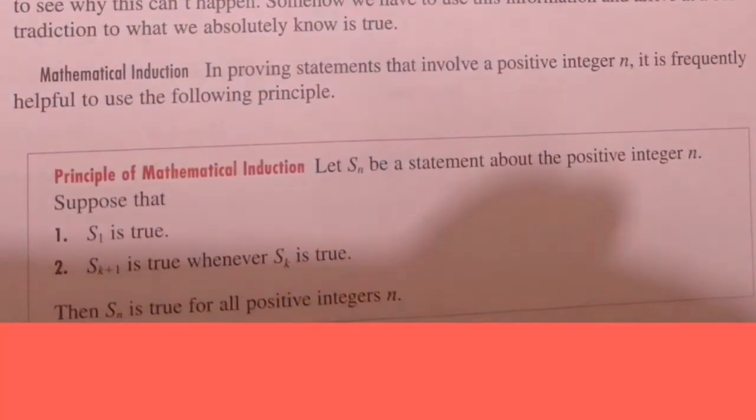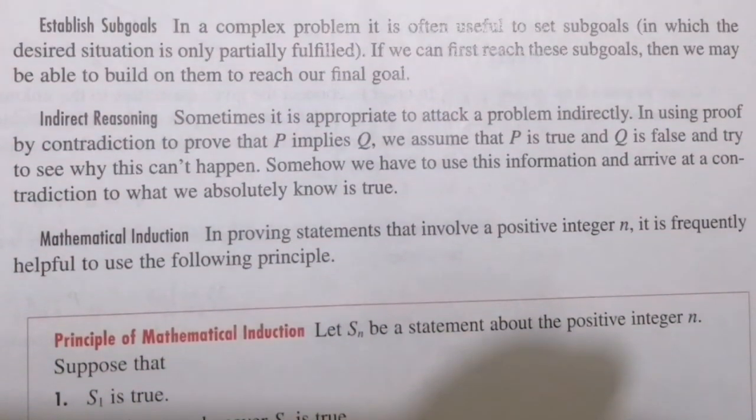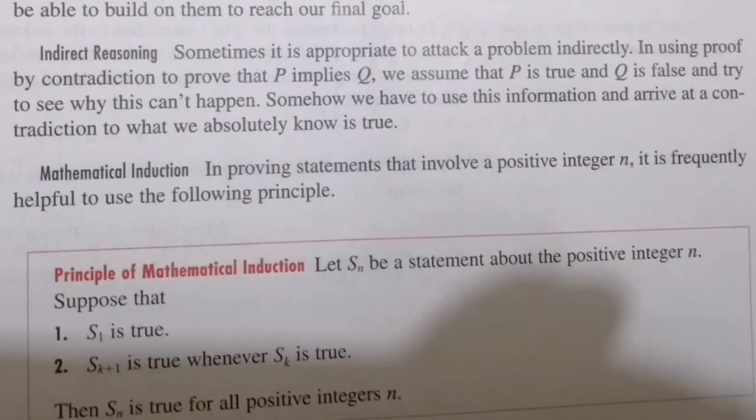Sometimes it is appropriate to attack a problem indirectly. In using proof by contradiction to prove that P implies Q, we assume that P is true and Q is false, and try to see why this can't happen. Somehow, we have to use this information and arrive at a contradiction to what we absolutely know is true.